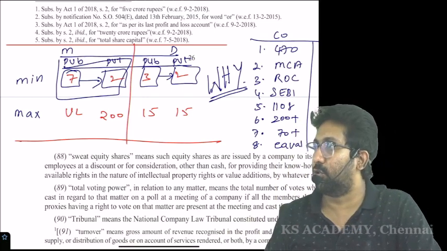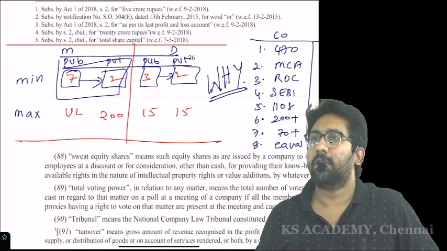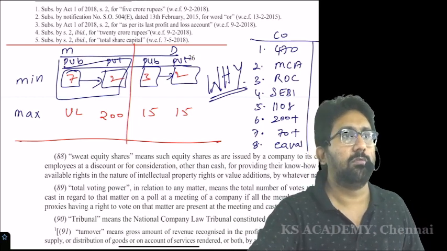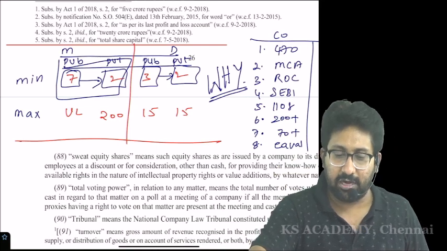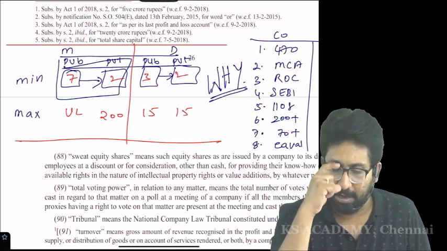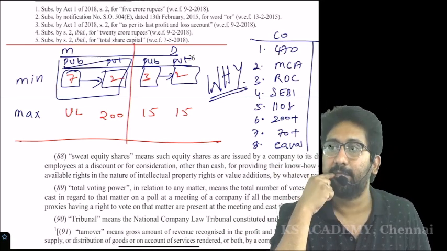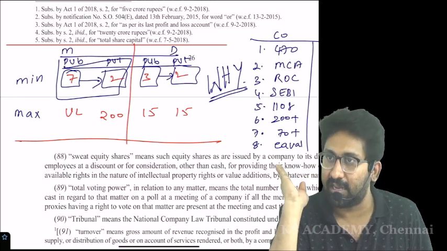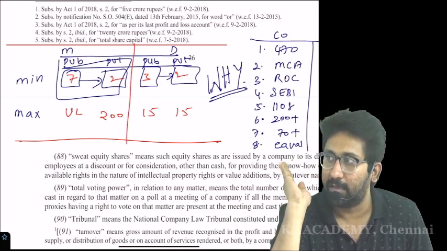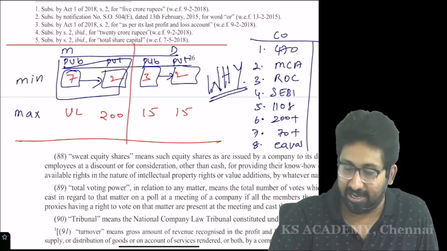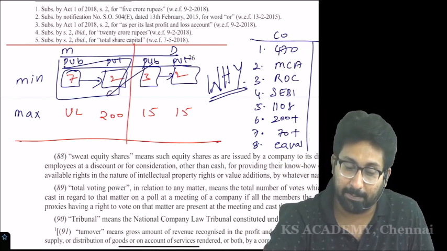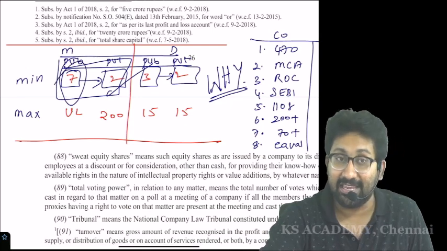Next, 7 and 2. Why? I didn't answer that 7 and 2 yet. Yes, 7 and 2, let me answer first. Tell me, minimum members in case of public? 7. Private? 2. Private 2, understandable, I already said. But public? 7. Why 7?